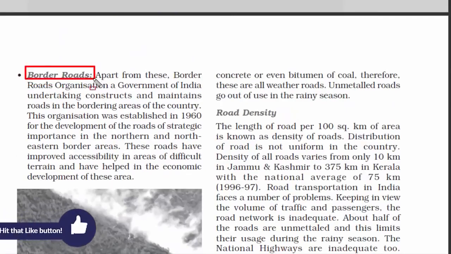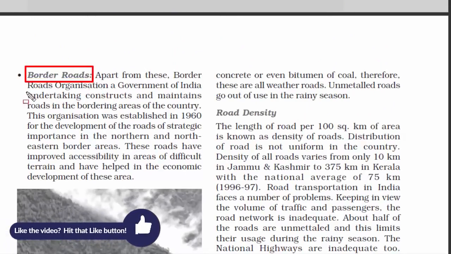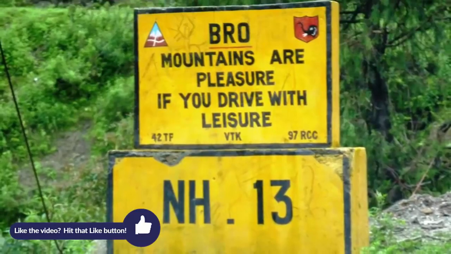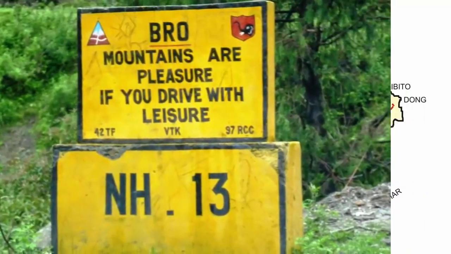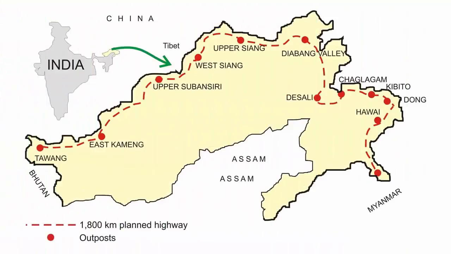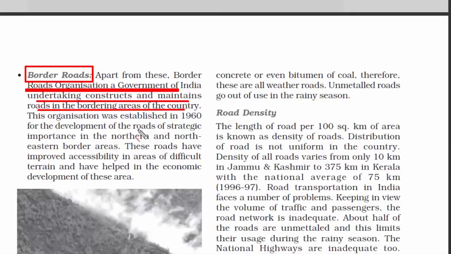And the last one is border roads. There's a government organization called the Border Roads Organisation. They construct and maintain the roads in the border areas of the country. I think you can easily figure out what kind of roads we are referring to. We are talking about the roads that are built on the border areas of two countries. The main challenge of creating a border road is improving the accessibility in areas of difficult terrain.